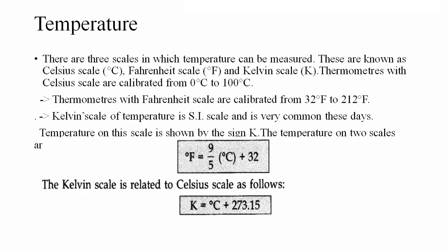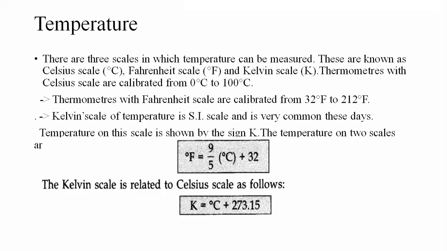So Fahrenheit can be converted to Celsius, Kelvin can be converted to Celsius, or Celsius can be converted to Kelvin, and so on. There is a relation to convert Celsius into Fahrenheit, or Celsius into Kelvin. The commonly used scale is degree Celsius, but the SI unit of temperature is Kelvin. And here are the two formulae. Degree Fahrenheit is 9 by 5 into degree Celsius plus 32.